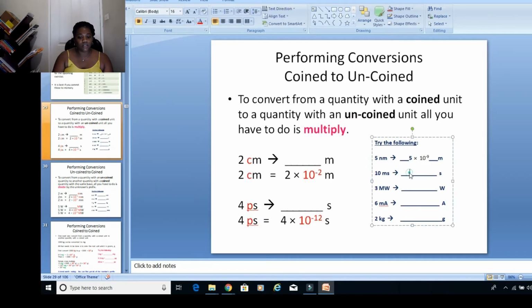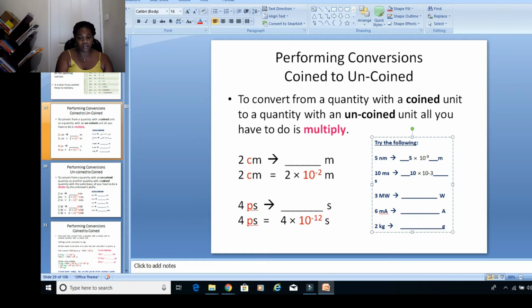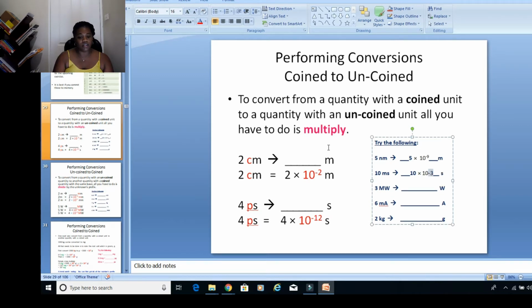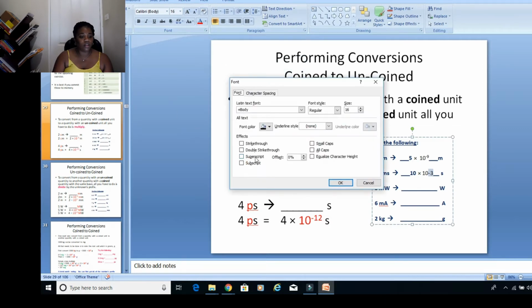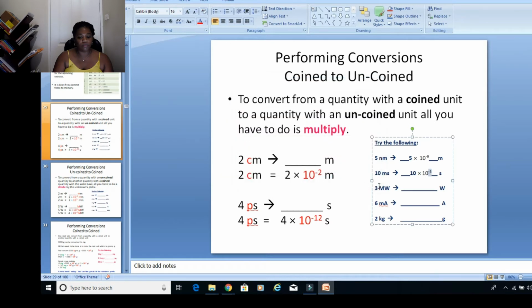Now let's look at this one. We want to get rid of the milli. So we're going to say 10, control paste, times 10 to the negative 3. It's negative 3 because milli is 10 to the negative 3. So once you know how to do that, you're good to go.